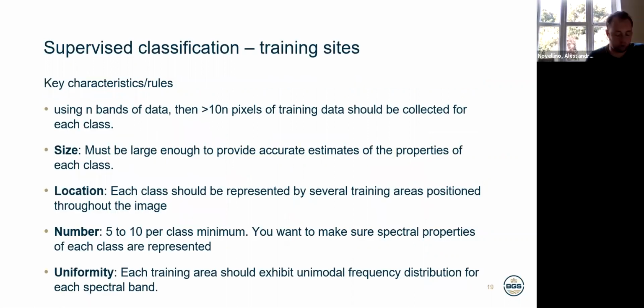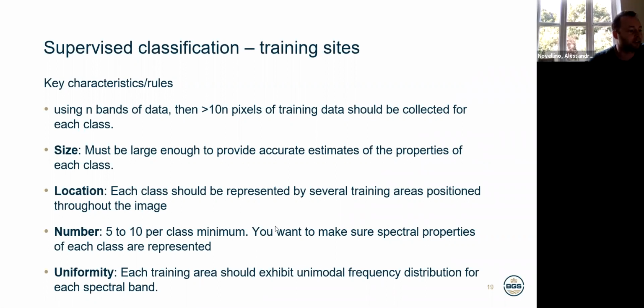Of course, it's important for the exercise we are going to do tomorrow, how we select the training site. Usually there is a rule. Of course, this is not a fixed rule. It's just a user experience based rule: if we have n bands of data, we need 10 times n pixels of training data. The size must be large enough to provide an estimate of the properties of each class. So for me, it's probably better not to select a single pixel for each class, but polygons.